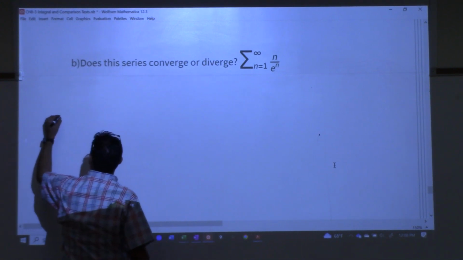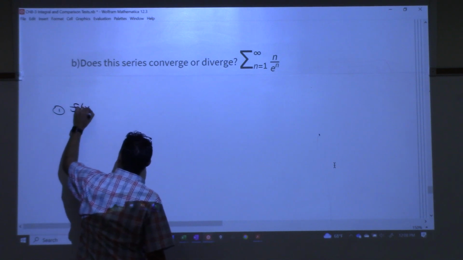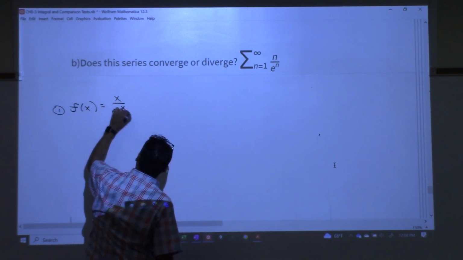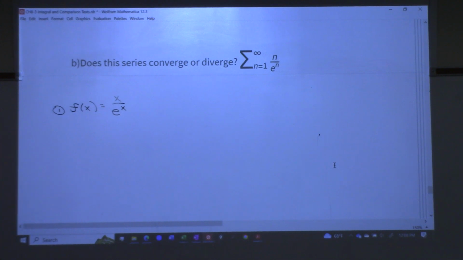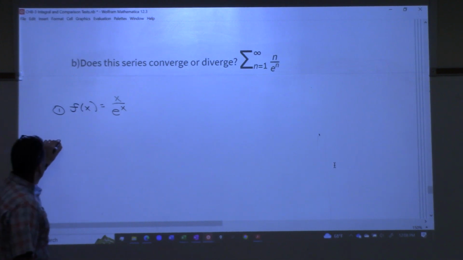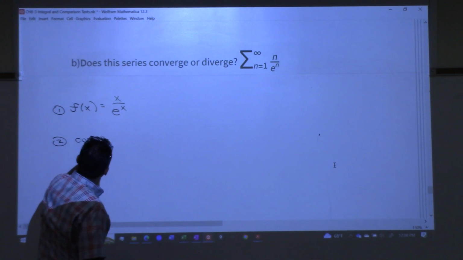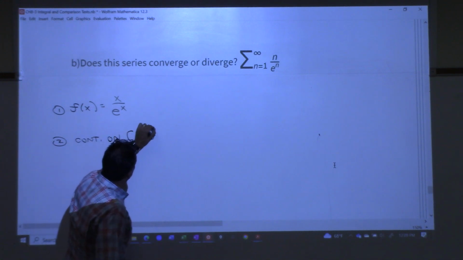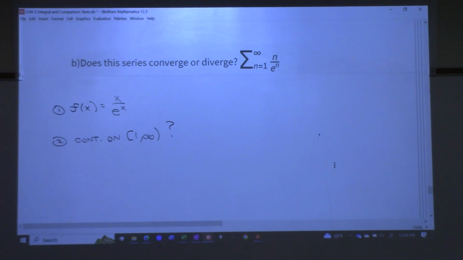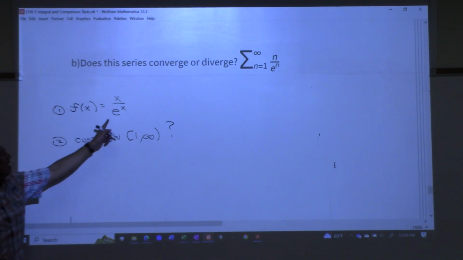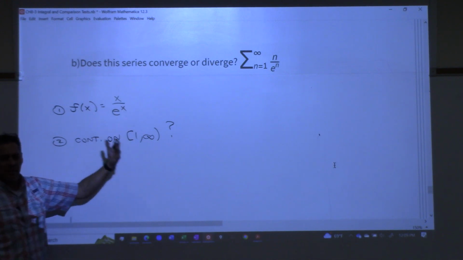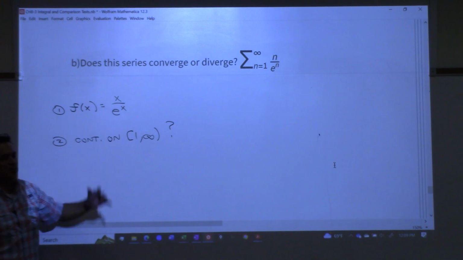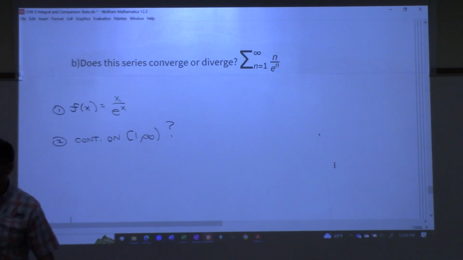So I'm gonna start out by first writing the function x over e to the x. Second thing, is it continuous on 1 to infinity? Yes. Why? Because this denominator can never be 0, because e to the x can never be 0. So this is always defined. We don't have any restrictions, so it's definitely okay on 1 to infinity. So is it continuous? Yes.